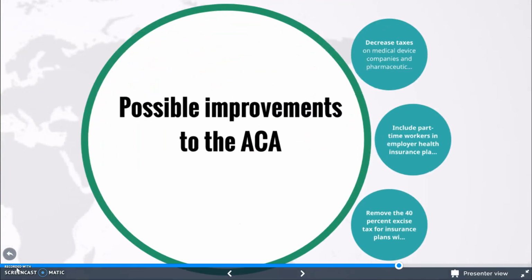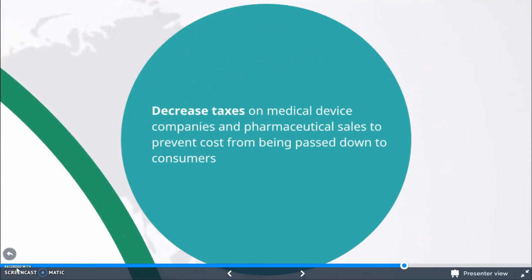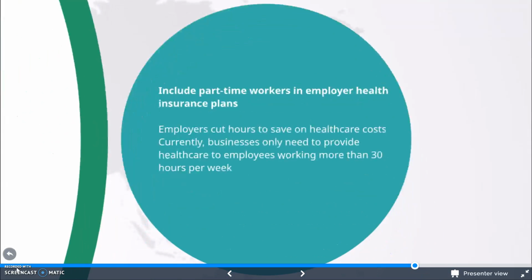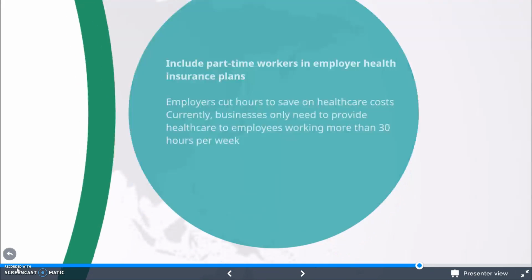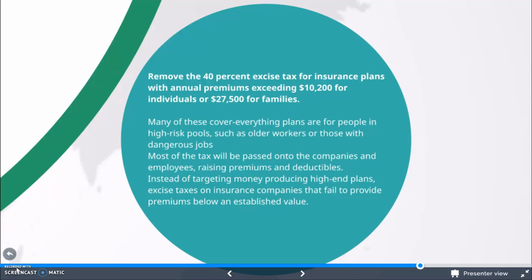So, possible improvements to the ACA. They can decrease taxes on medical device companies and pharmaceutical sales. They can include part-time workers in employer health insurance plans. They can remove the 40% excise tax for insurance plans with annual premiums exceeding 10,000 for individuals or more than 27,000 for families.